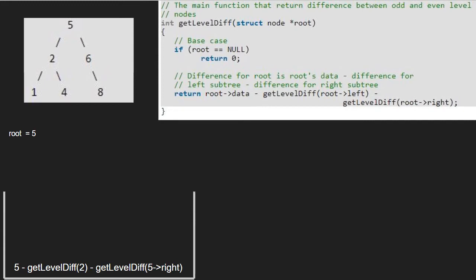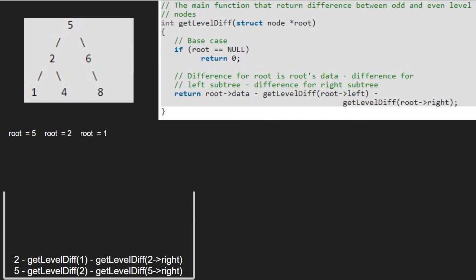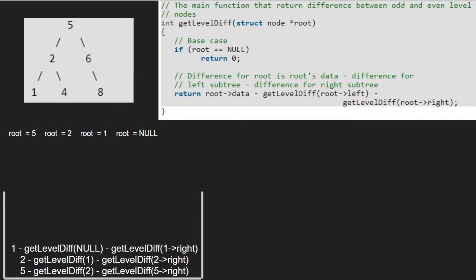Now root will point to 2. Again, we call for the left child of 2, which is 1. So now root will point to 1. Since root is not null, we pass the left child of 1, which is null. Hence, root will now point to null. As root is pointing to null, we return 0.